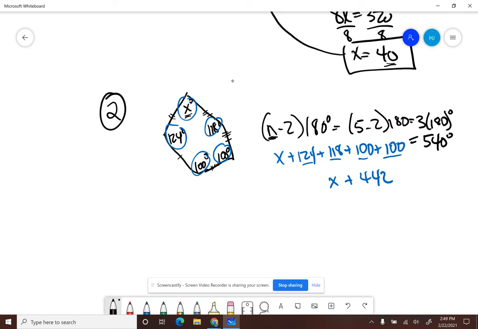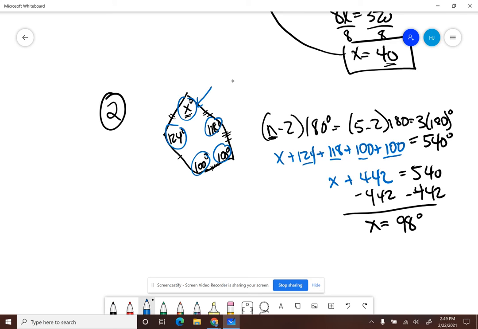442 equals 540. In order to get this x by itself, I'm going to have to subtract 442. So I'm going to end up with x equals 98 degrees. Ladies and gentlemen, that is my answer. That would go right here, 98 degrees.